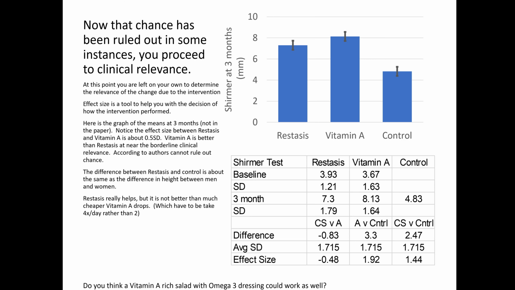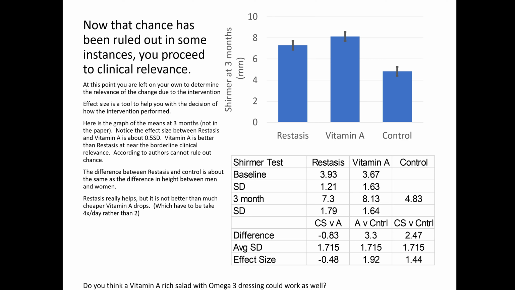Now let's see what our effect sizes are. So we have baseline for Restasis on the Schirmer test of 393 and 367, you guys did this. If we look at the Restasis versus vitamin A, the difference minus 0.83, over the average standard deviation, we have an effect size of minus 0.48. That's almost the half standard deviation that we use as a criterion. When we look at vitamin A versus control and Restasis versus control, we find very large effect sizes. So both drugs worked.